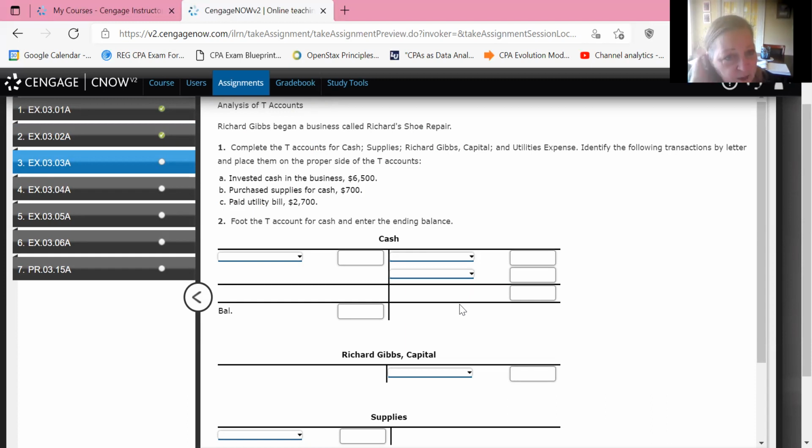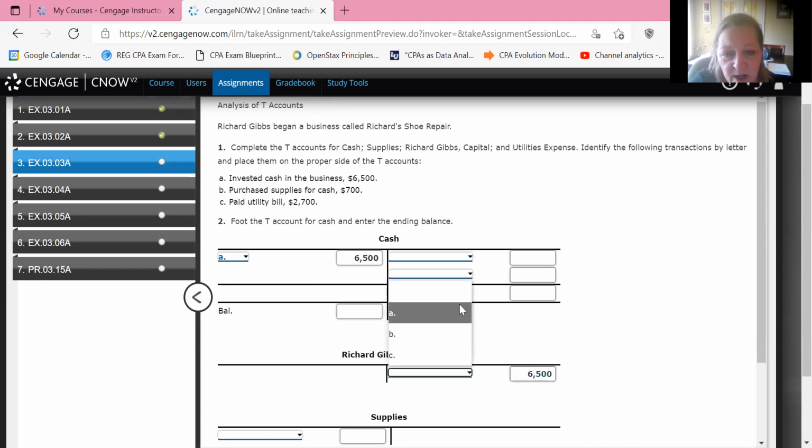The first thing that happened was transaction A: invested cash in the business, $6,500. If you invested cash in a business, that means cash increased. So this is transaction A. We're going to put it as an increase to cash, which of course is a debit. The other part of the transaction is that this was a capital contribution, so that same $6,500 needs to be credited to the capital account, and we'll mark A. Now we've got both sides of the transaction recorded, a debit entry and a credit entry. We know we have to have a debit entry and a credit entry for every transaction.